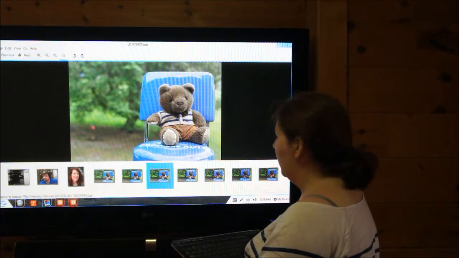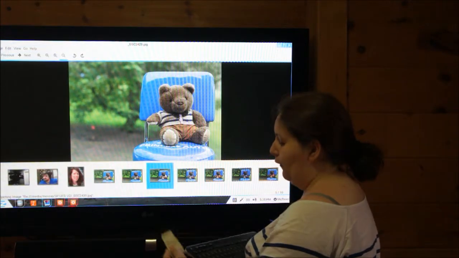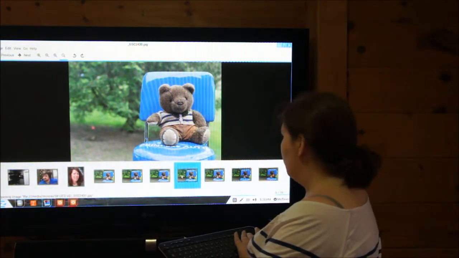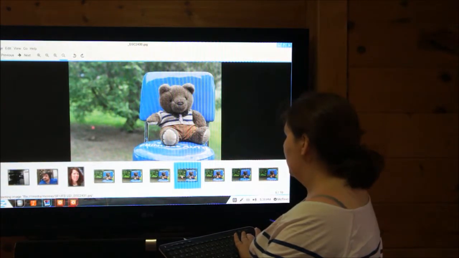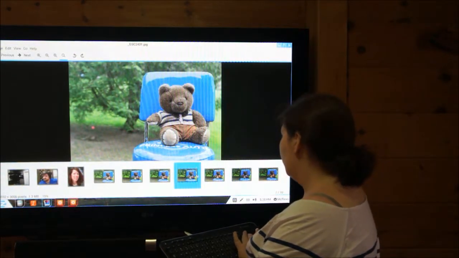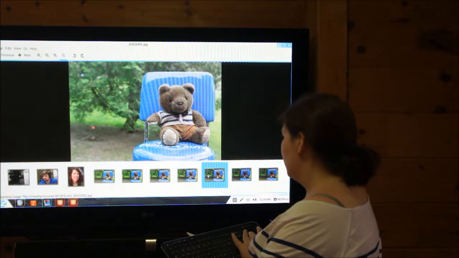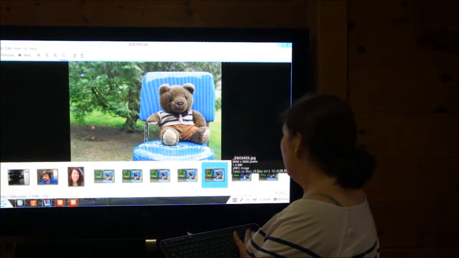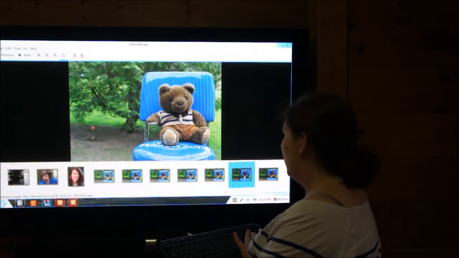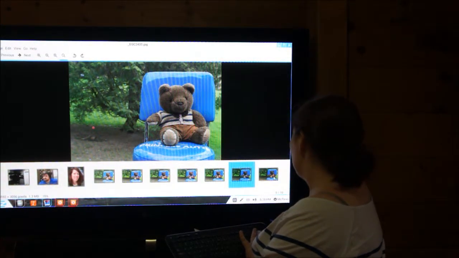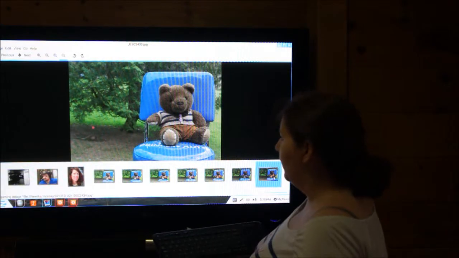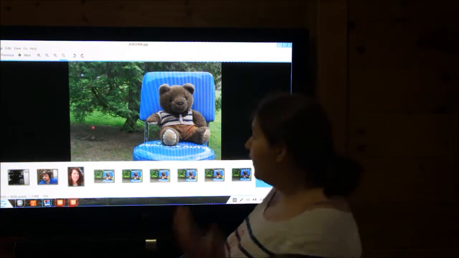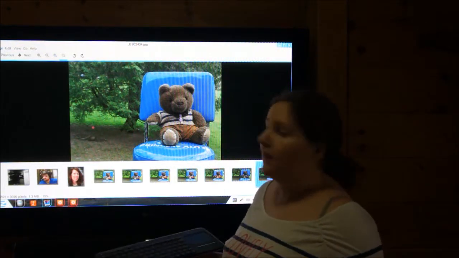This is 4, 5.6, 8, 11, and at 16, which is the highest this particular lens goes, you can see basically the whole entire background. It's nice and clear, and you can see nice detail.